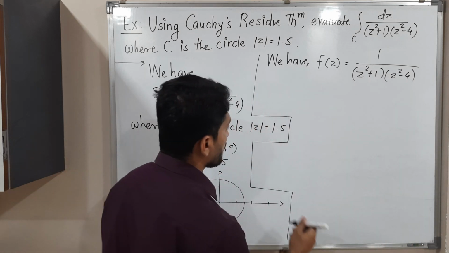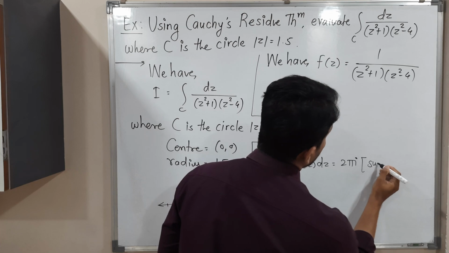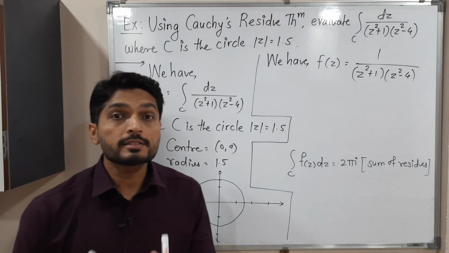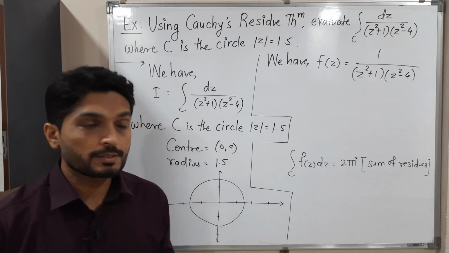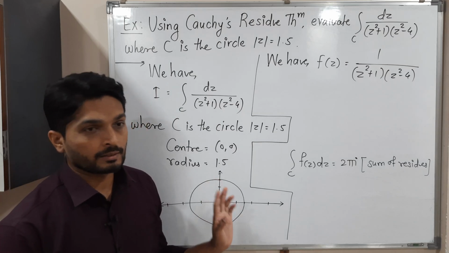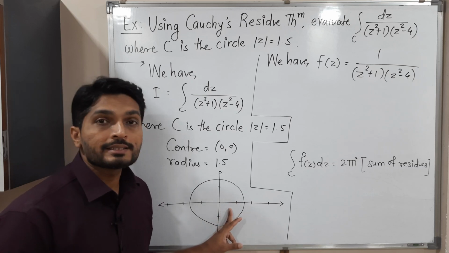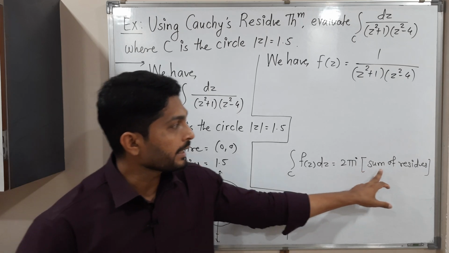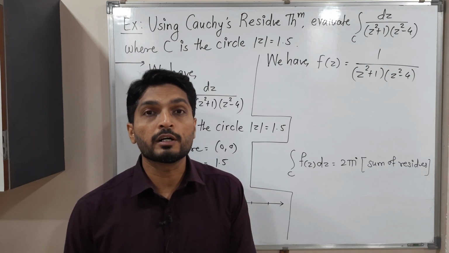The statement of Cauchy's residue theorem is: the integration over C of f of z dz is equal to 2 pi I times the sum of residues. We find the singular points of the given function. A singular point is a point where the function is not analytic. We check whether those points lie inside or outside the circle. If a singular point lies outside the circle, no need to calculate anything for it. But if the point lies inside the circle, we need to calculate the residue. We find the residue for all such points, take the sum, and multiply by 2 pi I; that product is the value of the integral.